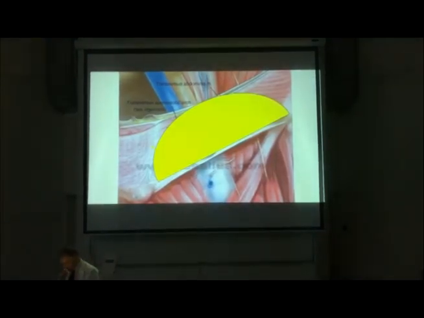This is the inguinal region. This is the anterior superior iliac spine, and this is the pubic tubercle. And this yellow lunar structure is the lower end of the external oblique. This external oblique, when it comes down, is going to turn in and form the inguinal ligament. This is the inguinal ligament.